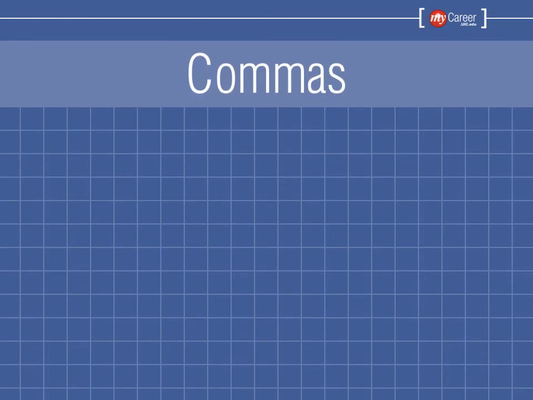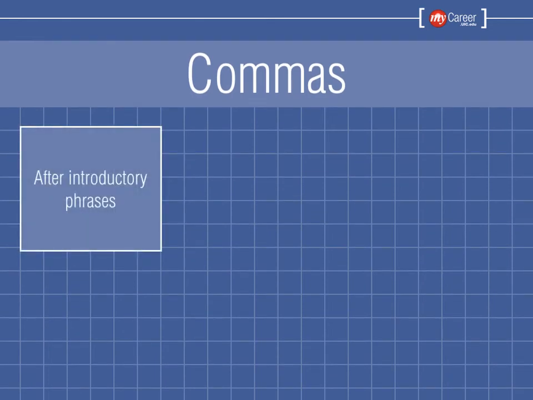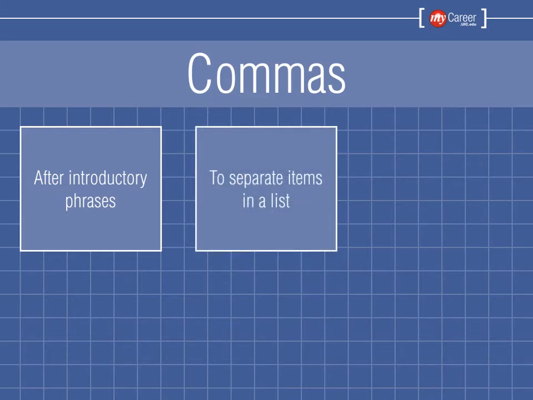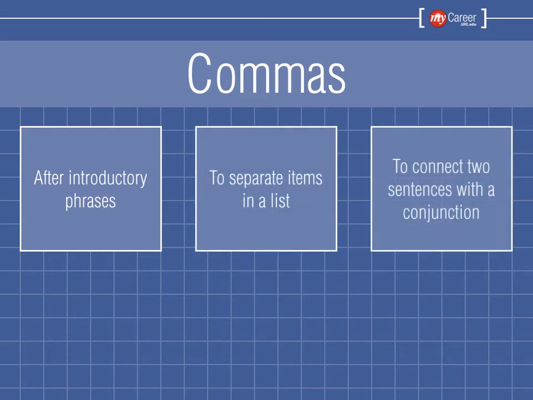Commas are typically used in three different ways. They are used after introductory phrases, to separate items in a list, and when connecting sentences with a conjunction.